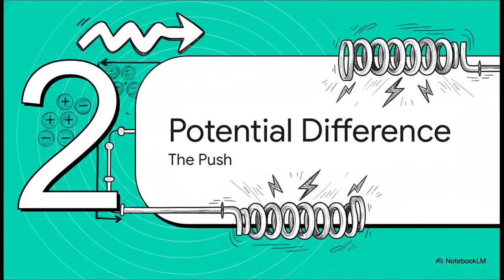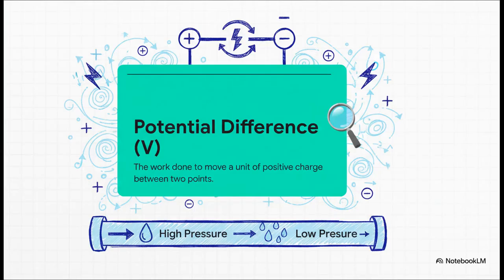Okay, so we've got this flow of charge we call current. But what makes it go? I mean, these little charges don't just wake up and decide to run a marathon down a wire. They need a reason to move. They need a push. And that push has a proper name, potential difference. You probably know it by its more common name, voltage.